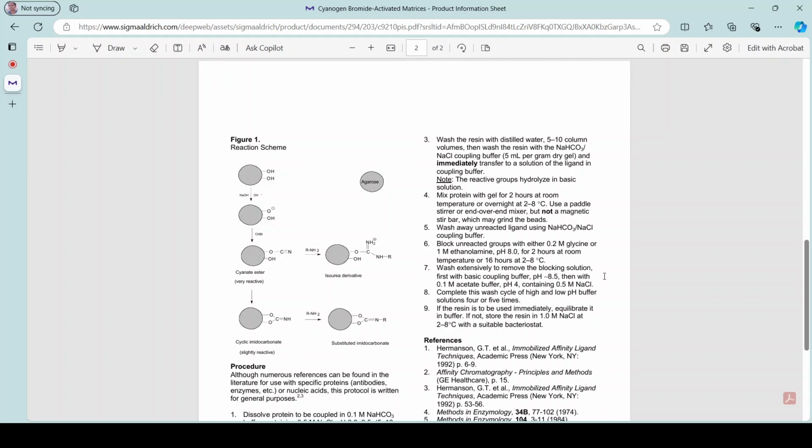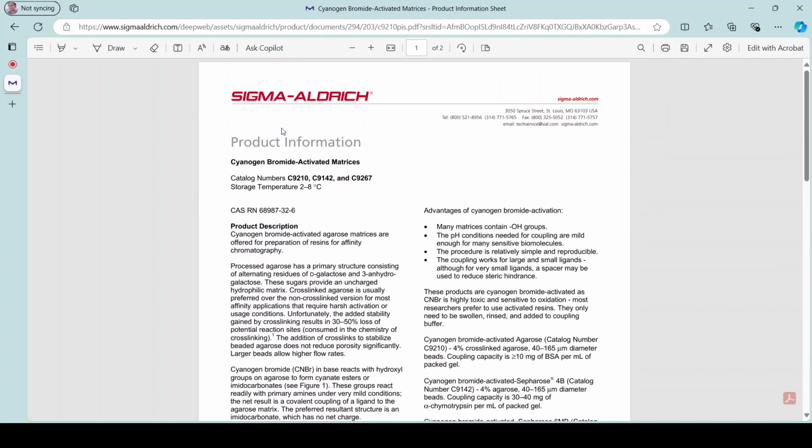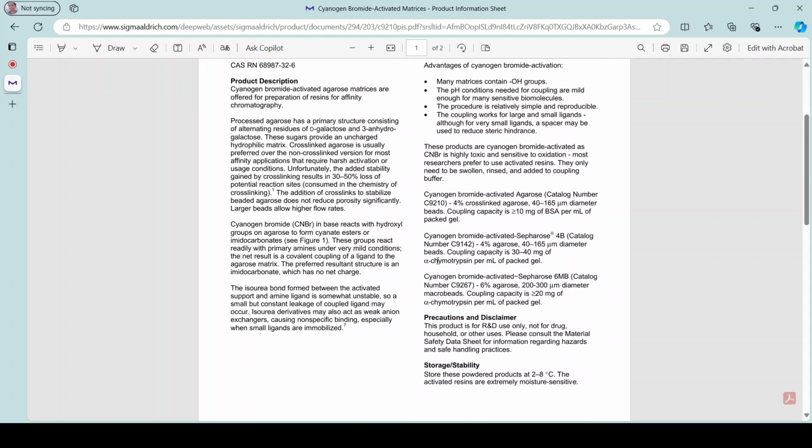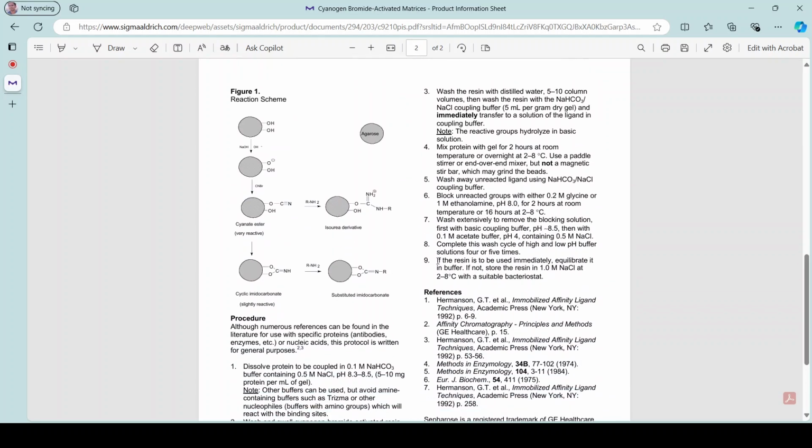Glycine. So apart from glycine, another reagent can also be used. This is from the website of a company called Sigma Aldrich, which produces these activated matrices. I wanted to show this option because they say that even ethanolamine can be used. But since the options that we have give only glycine, we can go with that.